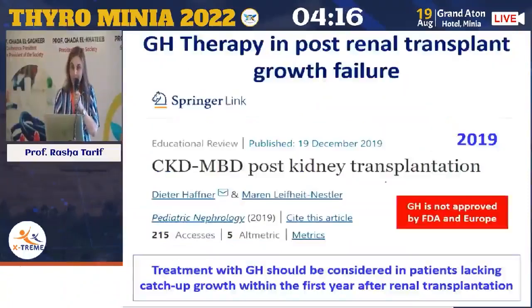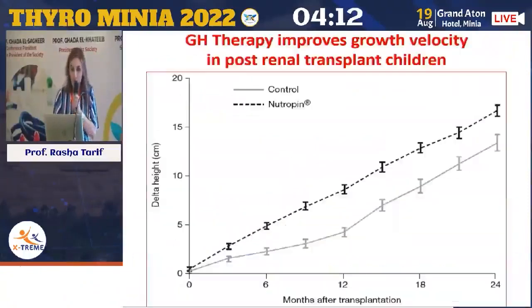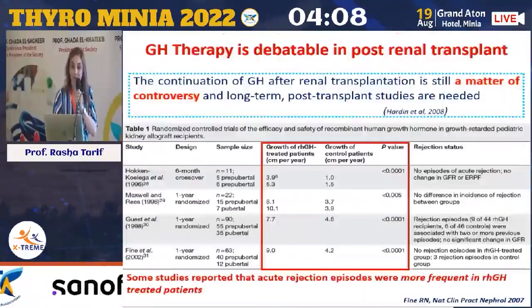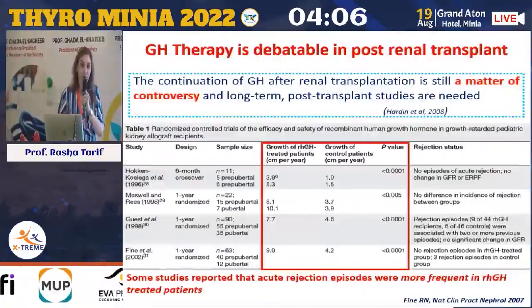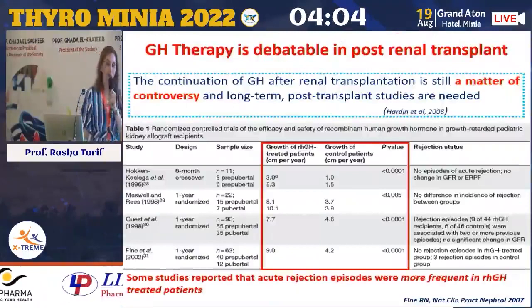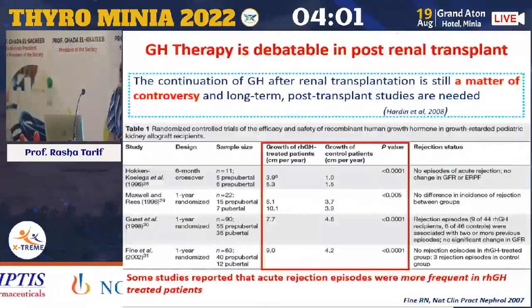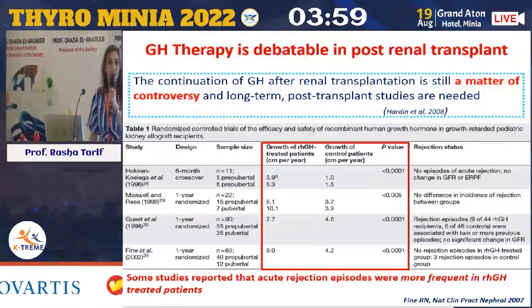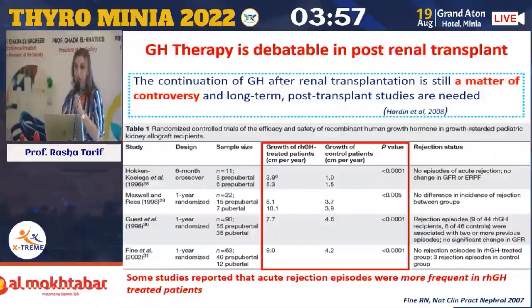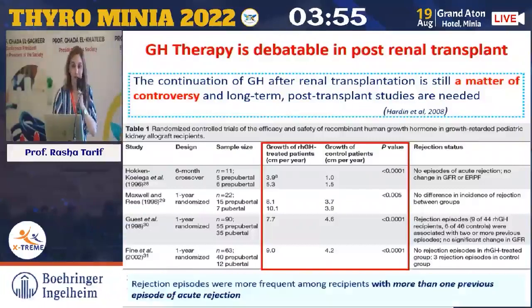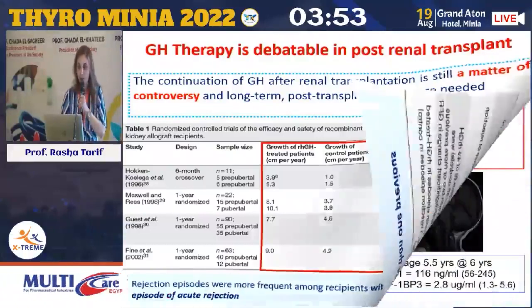So again, it is not an approved indication for growth hormone. And as you see, in those who do not catch up, it improves the growth velocity. But there are some reports that if you start early, it could increase the incidence of graft rejection. So we have to wait 1 year after renal transplant before going for growth hormone.